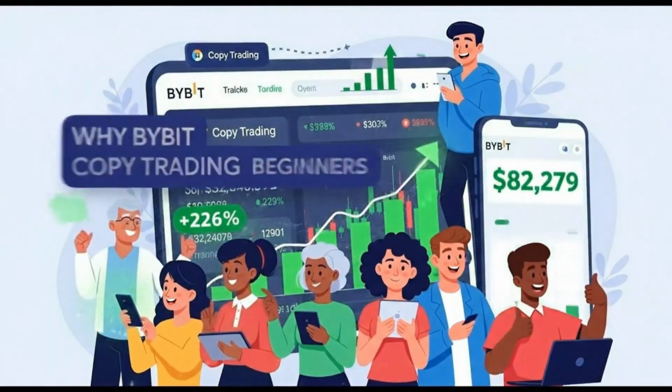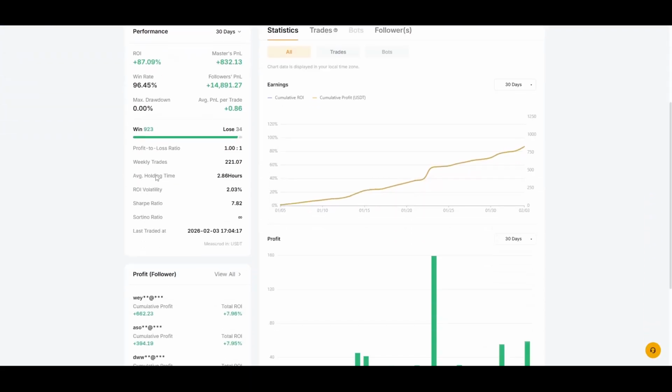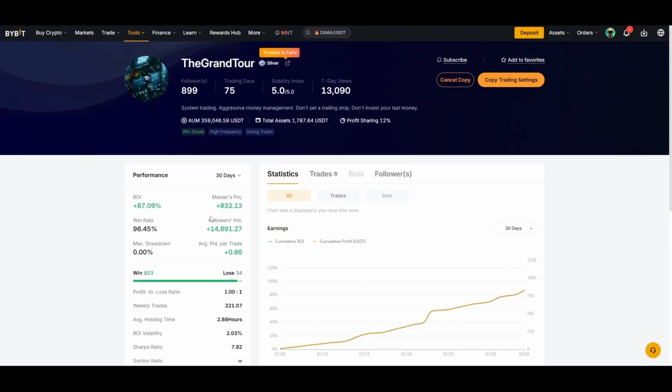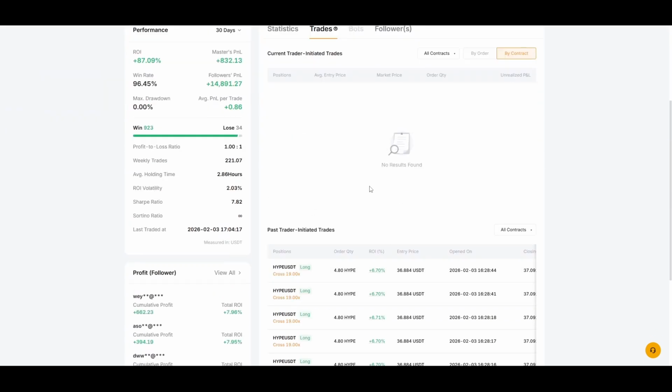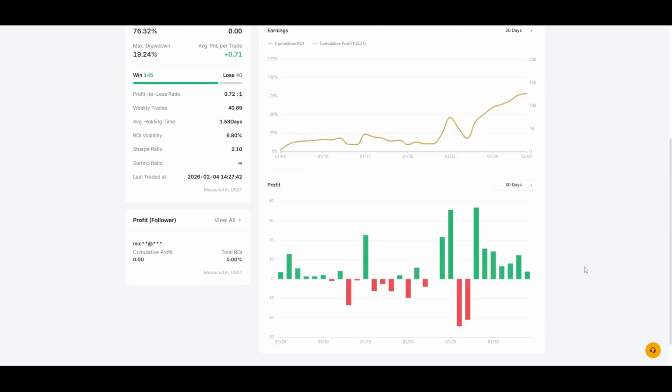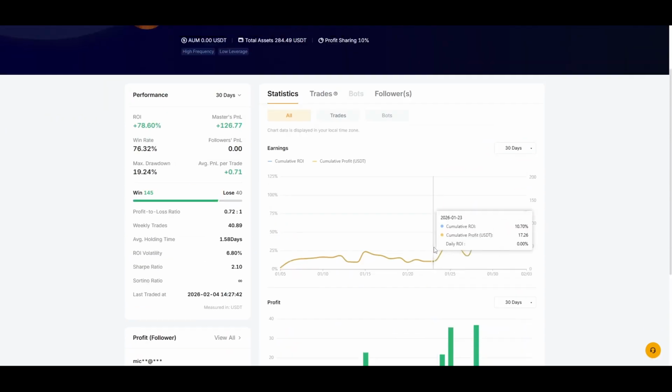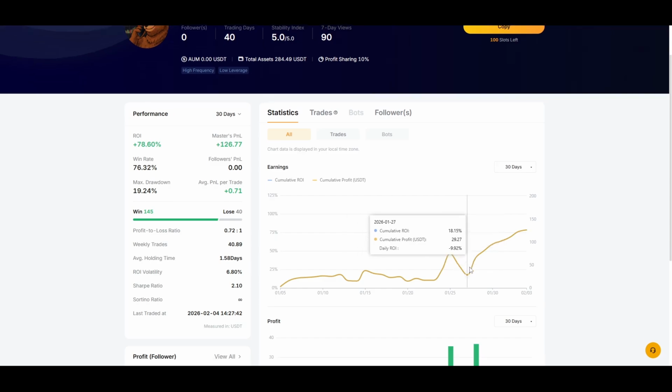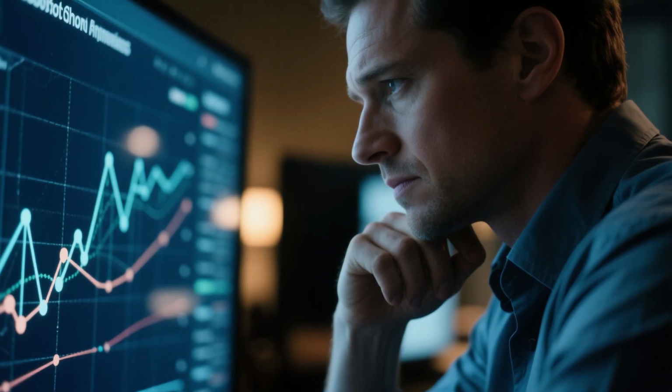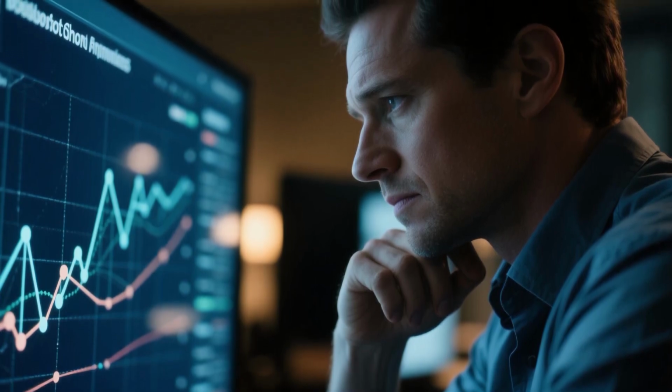Why Bybit Copy Trading attracts beginners? Bybit Copy Trading looks simple because the interface is clean and the statistics are visible. You see profit numbers, win rates, and rankings. This creates a false sense of safety. The data is helpful, but only if you know how to read it correctly.